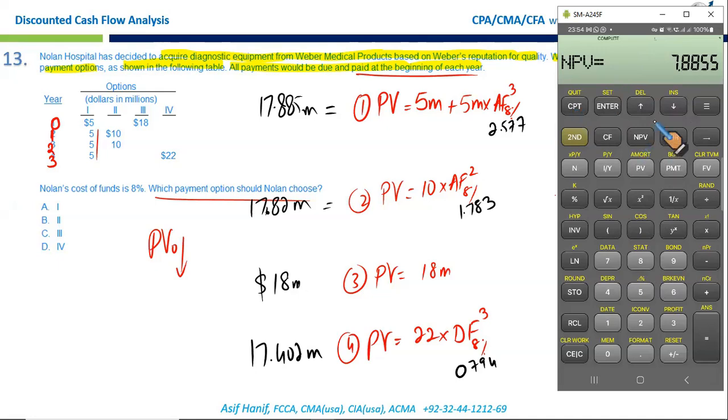Did I miss anything? Oh, I totally omitted, I need to put negative sign with all. This is important because all these are outflows. Rather than putting negative with all, take all positive. We know it's an outflow, so we don't need to confuse ourselves with numbers. So let me do it again. The first outflow is 5 million. Second is 5, and it is for 3 periods. Discount rate is 8. 17.885, right? So we got it. Just take the 5 million initial outflow as positive 5 and take these 5 as a sequence of 3 cash flows. So we got it, 17.885.